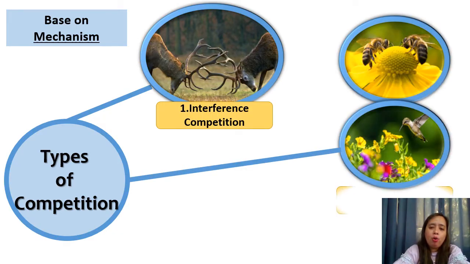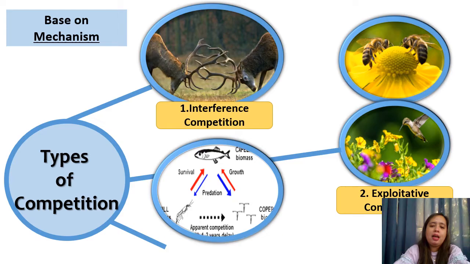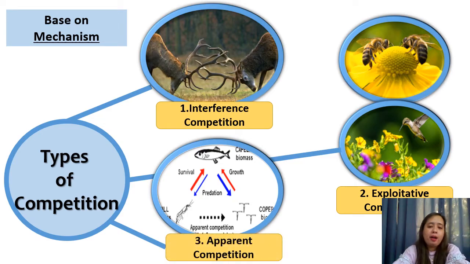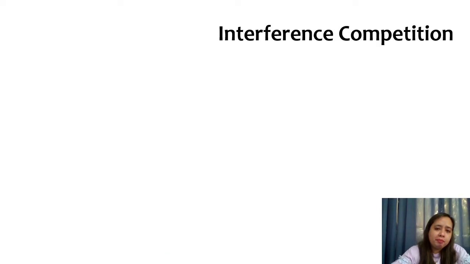You have there your exploitative competition, and of course, the last, you have there your apparent competition. So, actually, this is based on mechanism, and it is also based on influence. You will notice that we are just clarifying and classifying it further.